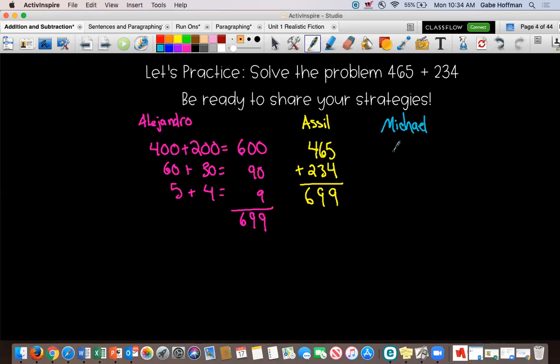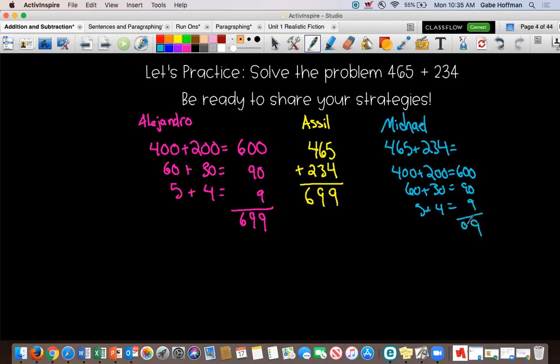First, I wrote out the math problem. I did 465 plus 234 in addition. Then I wrote a line to the 400 to the 200. Then it equaled 600. Then I added 60 to 30 and it equals 90. Then 5 plus 4 equals 9. And that's 699.